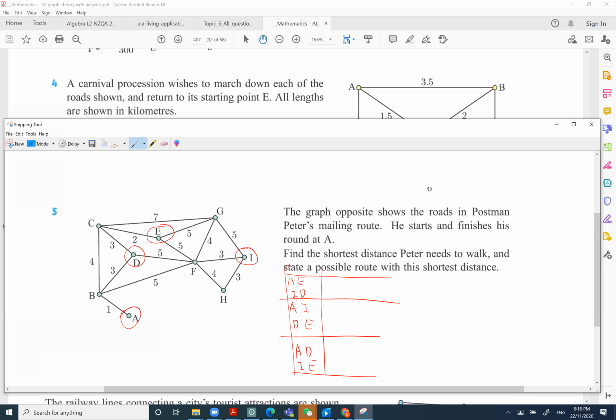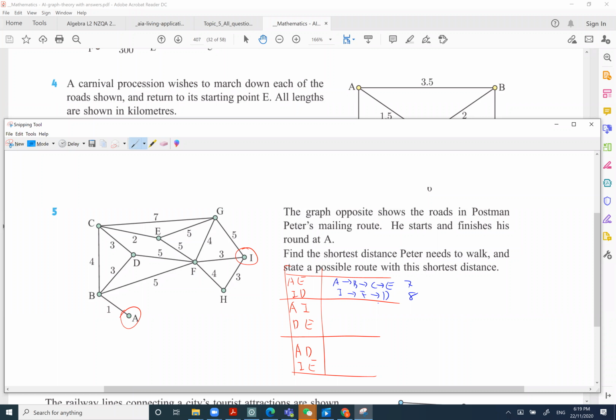A to E, the shorter one looks like it's 7. A to B to C to E, which is 7. I to D, it's 8. I to F to D is 8.